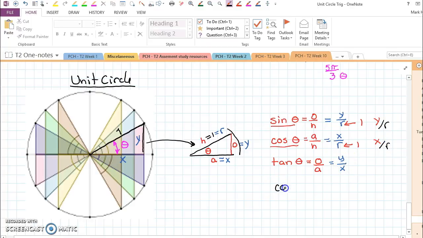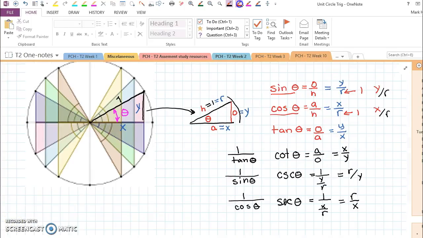over x. It also means that cotangent of theta, which is adjacent over opposite, or the reciprocal, 1 over tangent of theta, becomes x over y. The rest of these trig ratios follow.